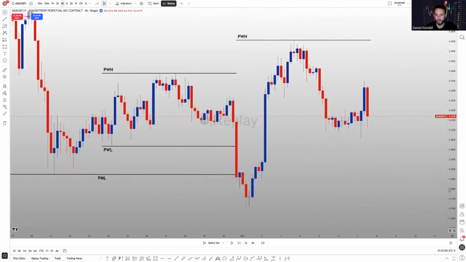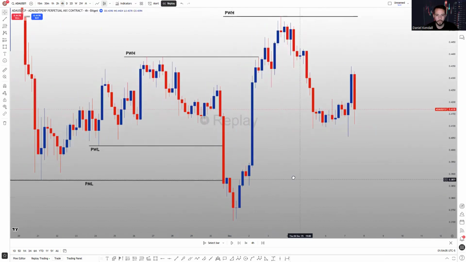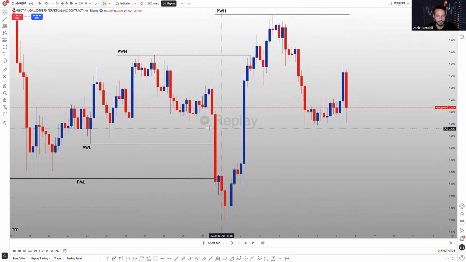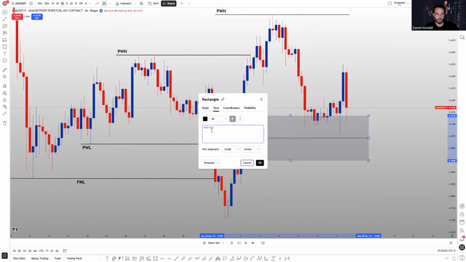And then what we've got here is an imbalance, or opposing fair value gaps all through this. So this V-shaped reversal that snatched liquidity from the previous monthly low, we've got an imbalance all through there. So I'm going to mark that off. And that then becomes a balanced price range when you've got opposing fair value gaps. I'm going to label that BPR.